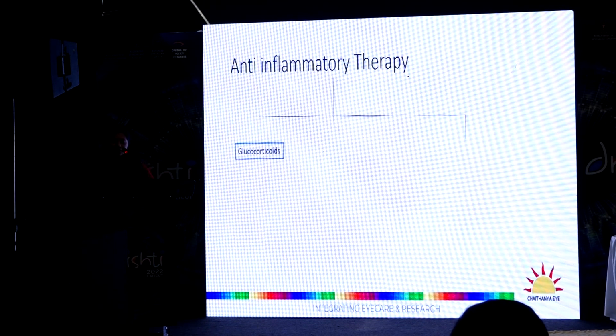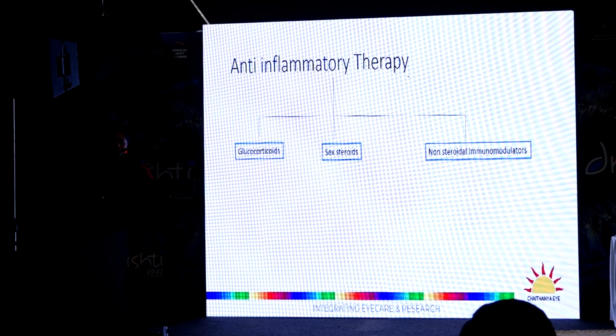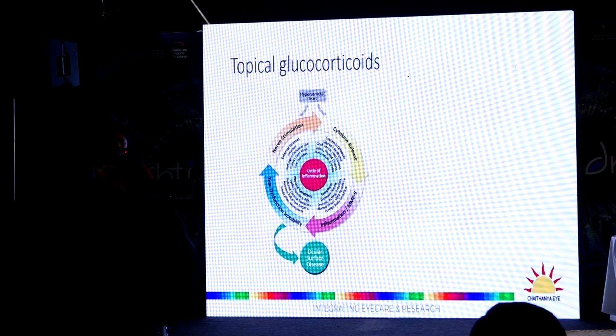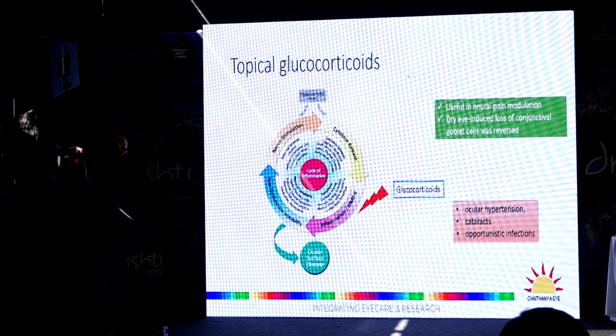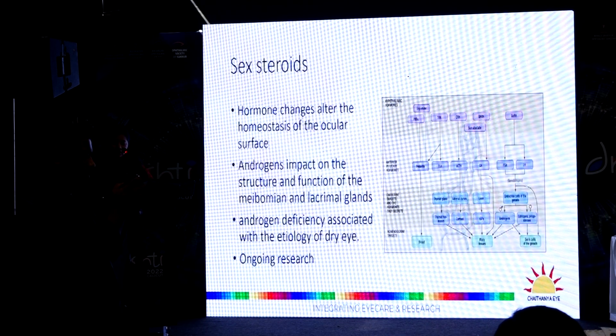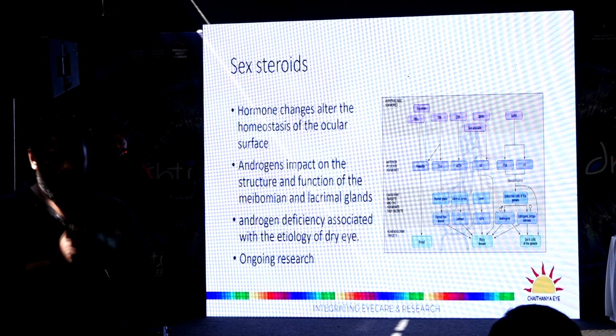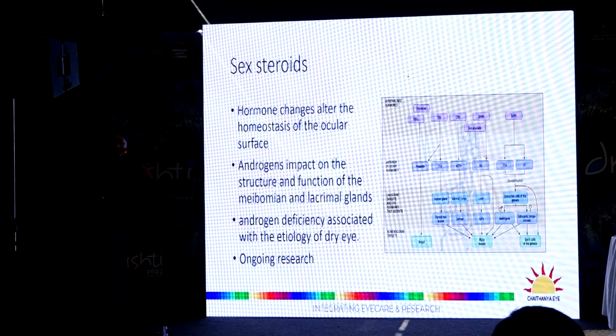Anti-inflammatory therapy: we can use glucocorticoids, sex steroids and non-steroidal immunomodulators. Topical glucocorticoids inhibit all the levels of inflammation. They are useful in neural pain modulation. Dry eye induced loss of conjunctival goblet cells was reversed, but there are side effects of ocular hypertension, cataract and opportunistic infections. Sex steroids: hormones change the homeostasis of the ocular surface. Androgens impact the structure and function of the meibomian and lacrimal gland. It is ongoing research, it is not yet in clinical practice.